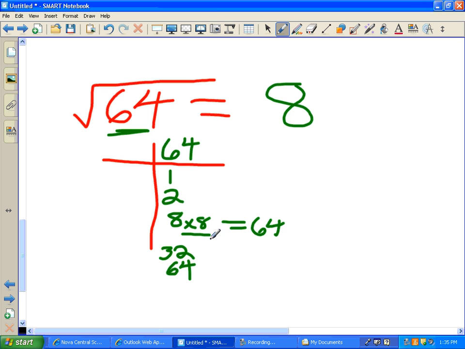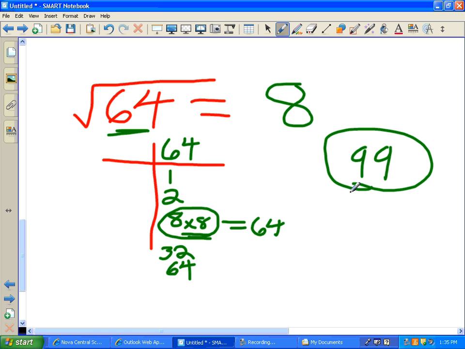In other words, they'll only work for numbers that you can find two of the same ones to multiply to give it that. Okay, it will not work for a number like 99 because there's nothing you can multiply that's the same number to give you 99.